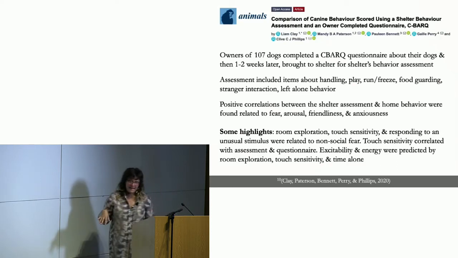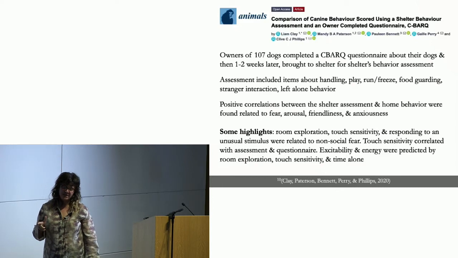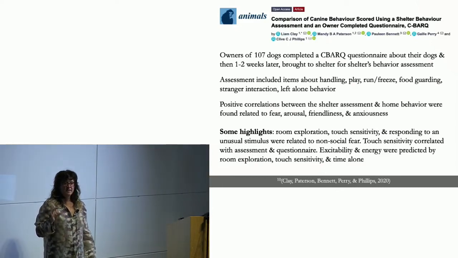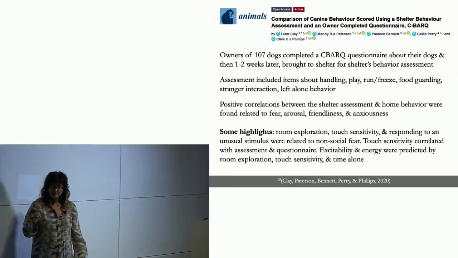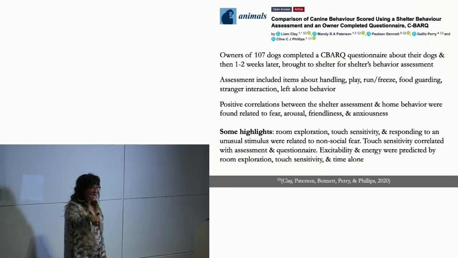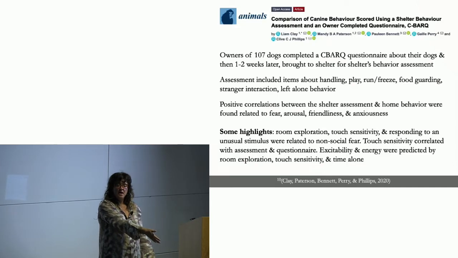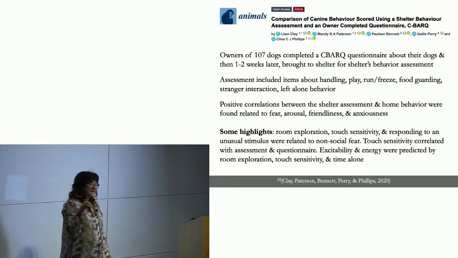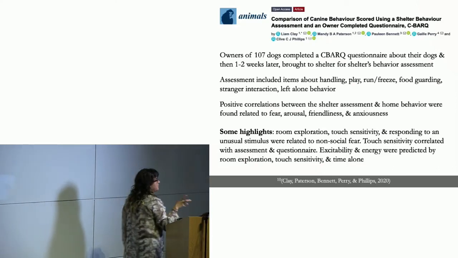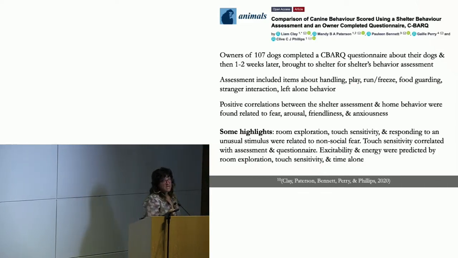And so here are some highlights from the paper that I thought were sort of interesting. They found that room exploration, touch sensitivity, and responding to an unusual stimulus were related to what they called non-social fear. And that was in the CBARC. Touch sensitivity on CBARC actually was related to how they performed in the shelter behavior assessment. And then things like excitability and energy that were described on the CBARC were predicted by room exploration, touch sensitivity, and the time alone test.